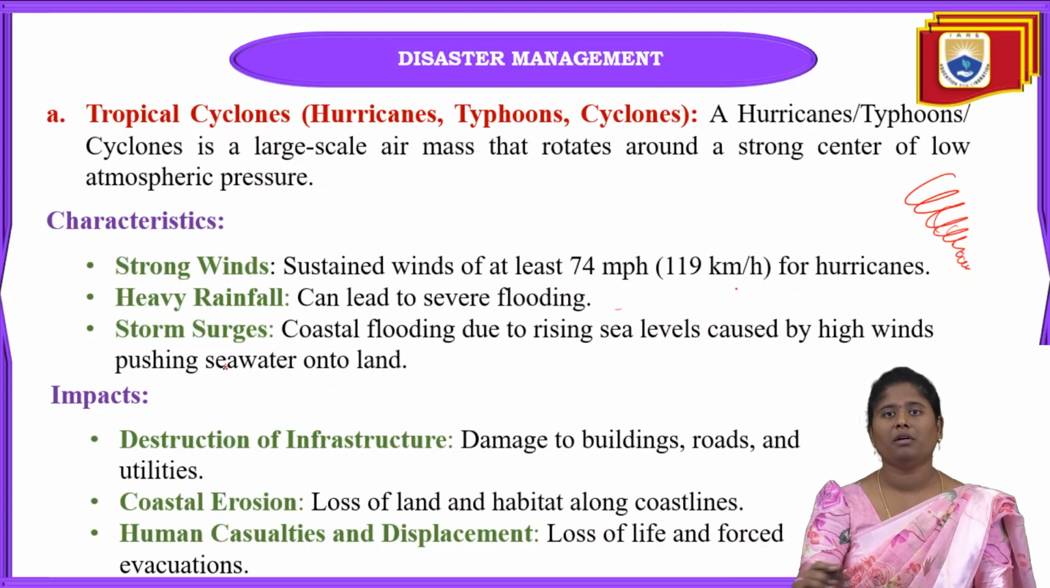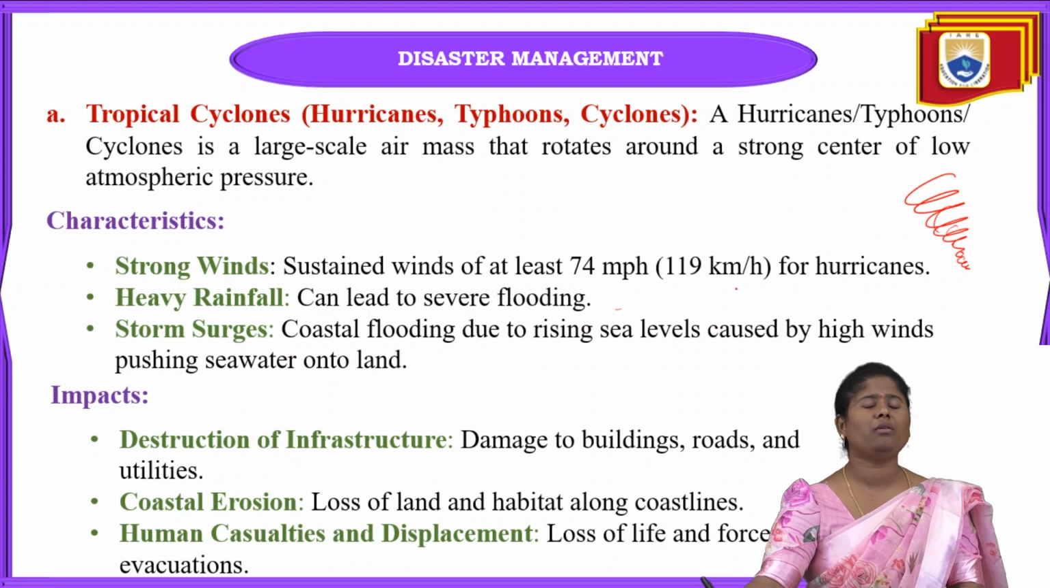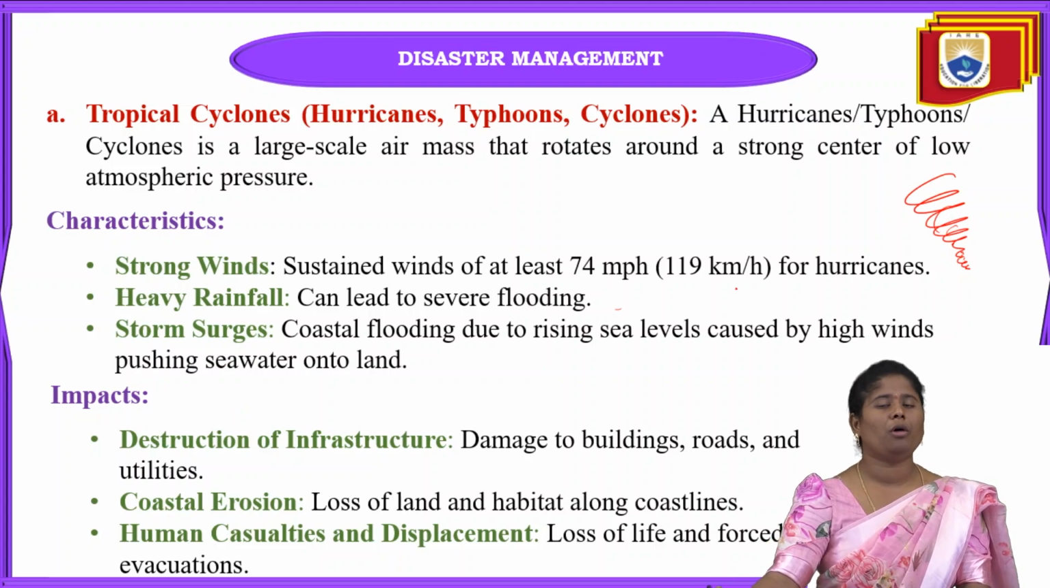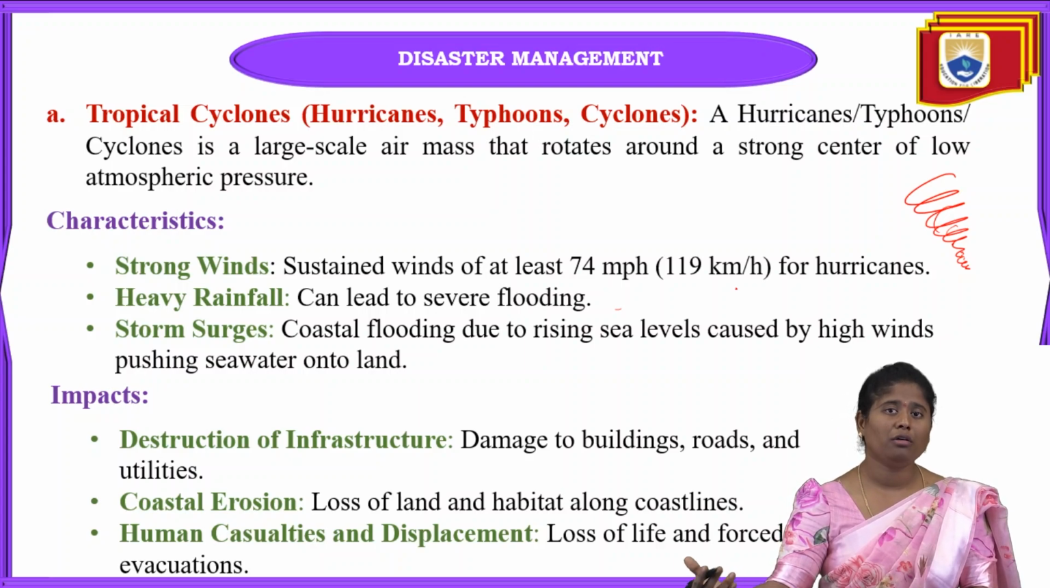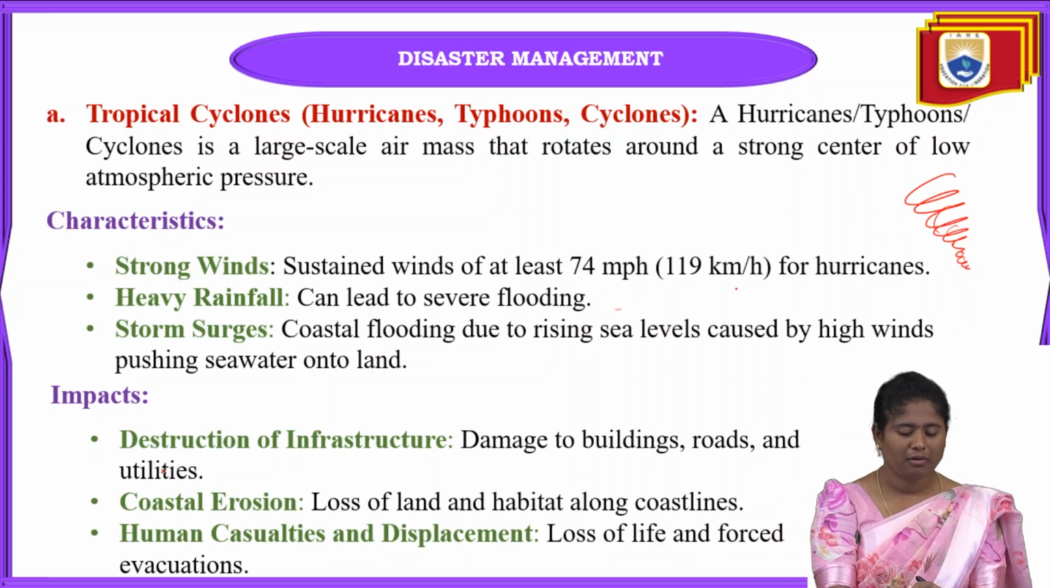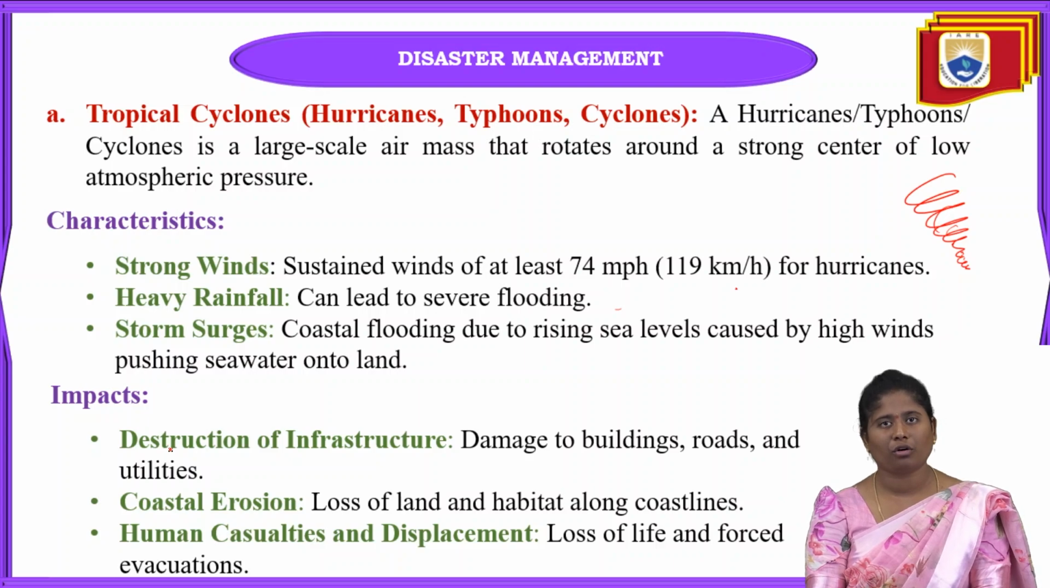And the next one is storm surges. What is meant by storm surges is that there will be flooding due to the rising of the sea levels. These storm surges can be caused by strong winds only. Okay, and what are the main impacts of these tropical cyclones?